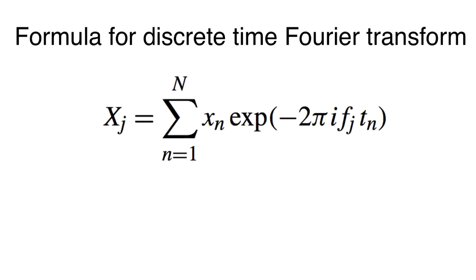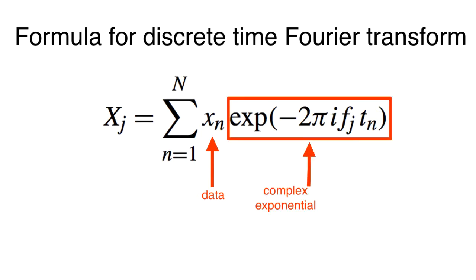This formula is pretty complicated. At this point, we won't dig into all of the details necessary to understand this formula. Instead, we'll introduce some of the notation, and then throughout the rest of this module, we'll break down the individual pieces. We observe that this expression is the product of two quantities. Our data, x sub n, where little n indicates the time index, multiplied by a complex exponential.